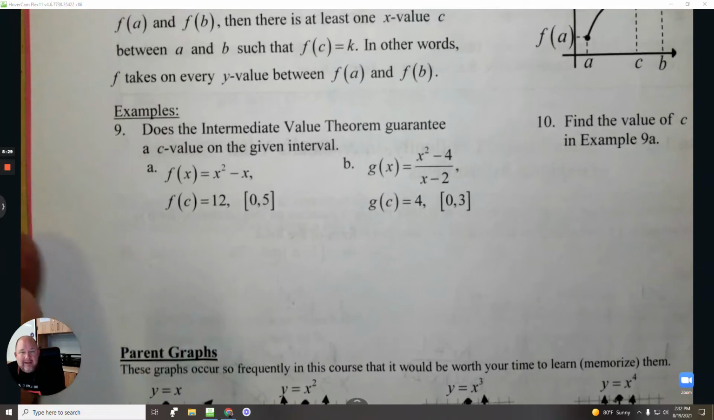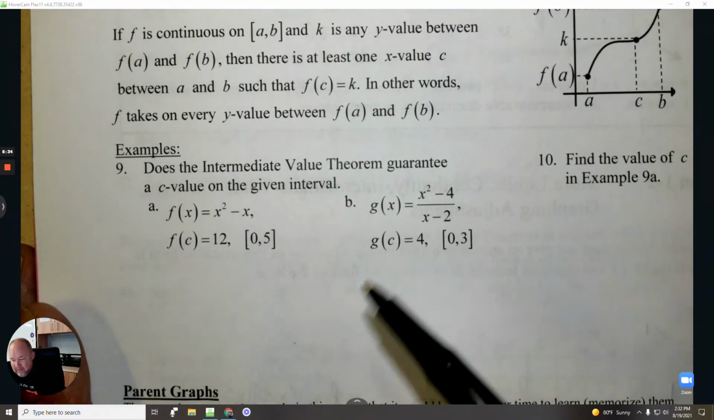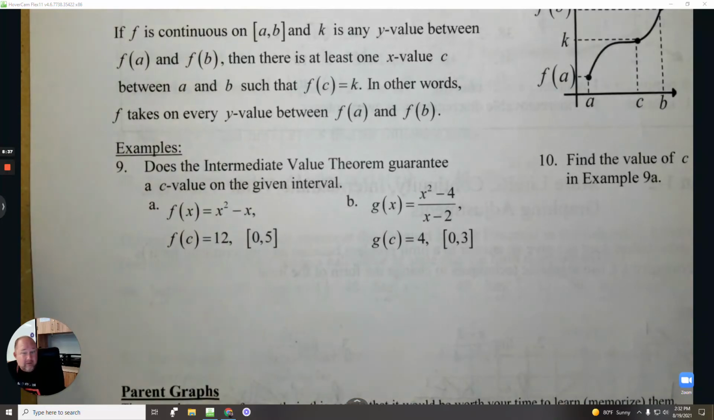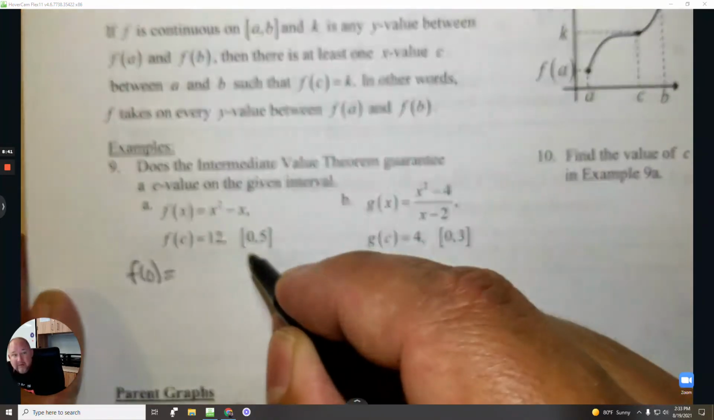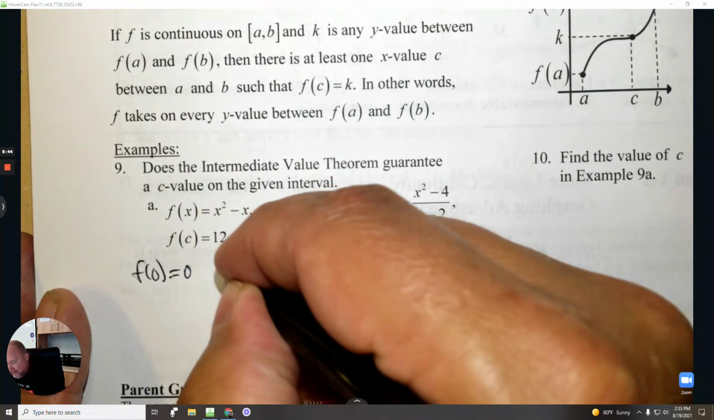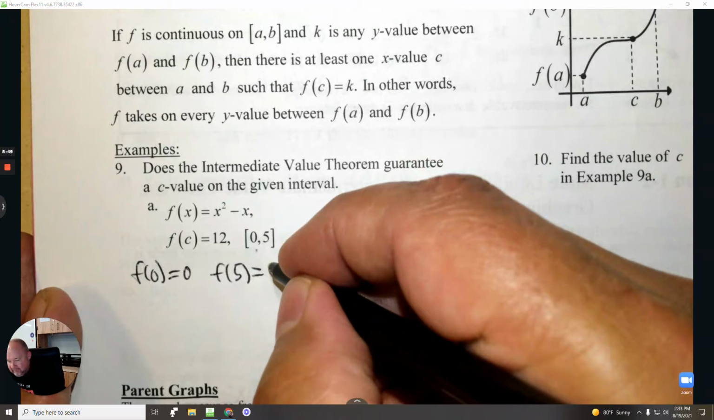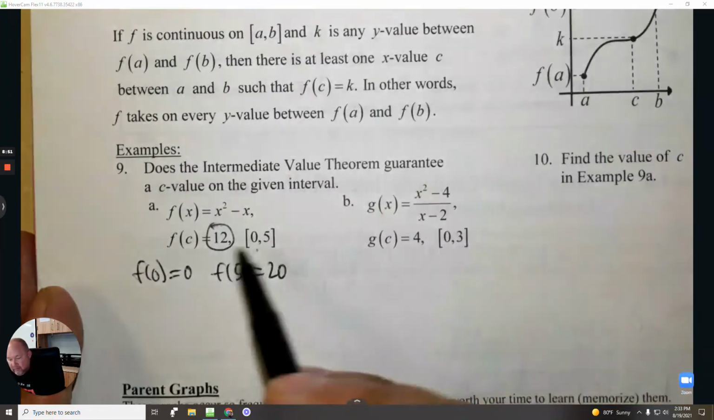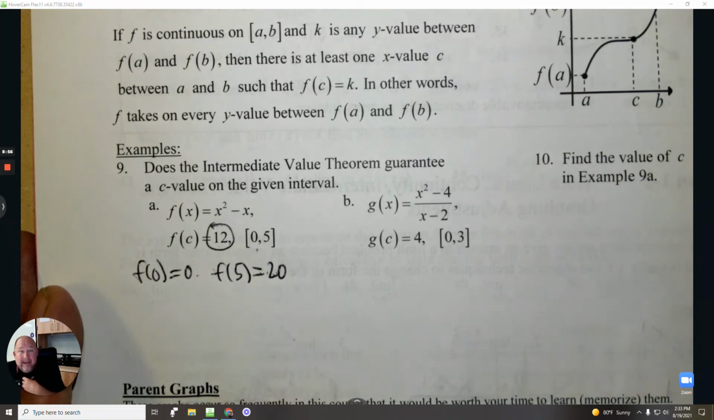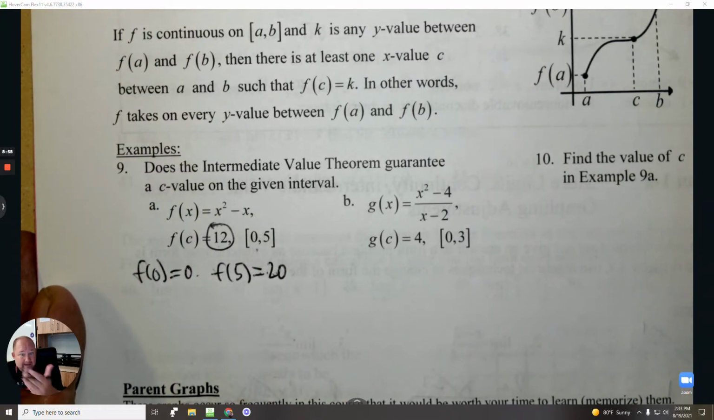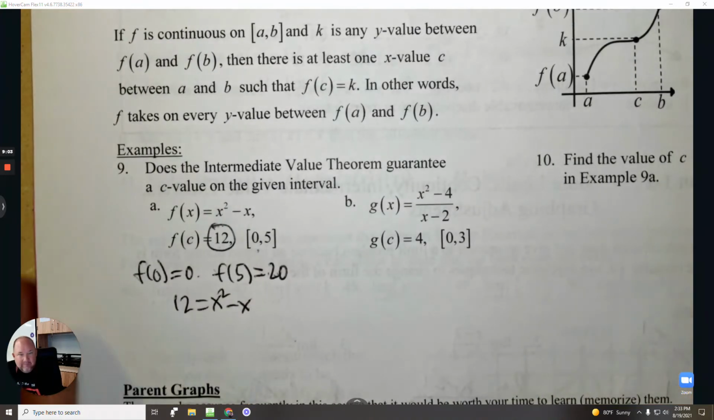So if I look at 9a, first of all, it has to be continuous. So if I look at x squared subtract x, it is continuous. It's a parabola. Then I'm first going to plug in f at 0 first here, and I get 0. If you plug in f at 5, 5 squared take away 5, that's 20. This answer is in between that. So if that y value is in between that, there must be an x value that exists to give us that answer. So we take the 12, we make it equal to the function, and then we solve it.